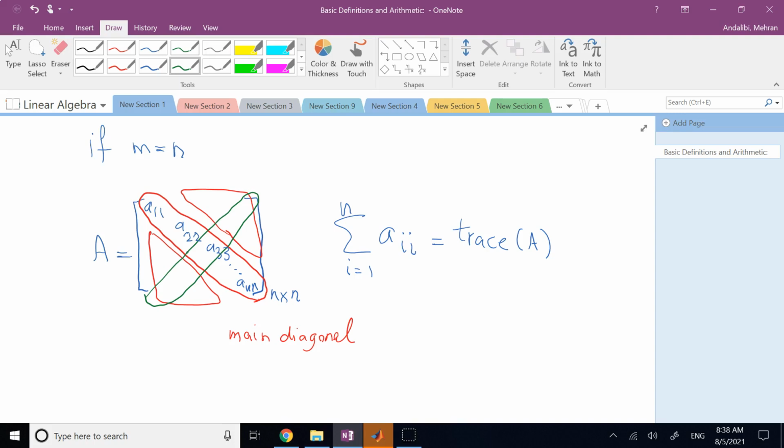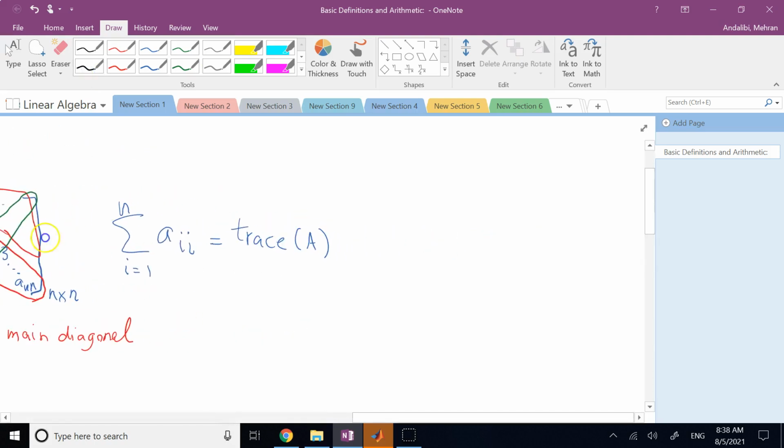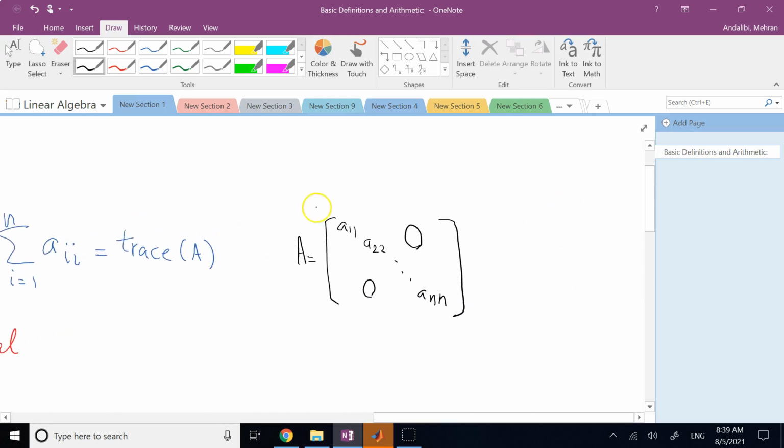Now, if your matrix happens to have non-zero entries only on the diagonal and nowhere else, so anywhere outside the diagonal you have 0, okay? Your matrix is like a bunch of non-zero elements, a_11, a_22, all the way to a_nn, but everywhere else is completely 0. Any element outside the diagonal is 0. Then we call this a diagonal matrix.